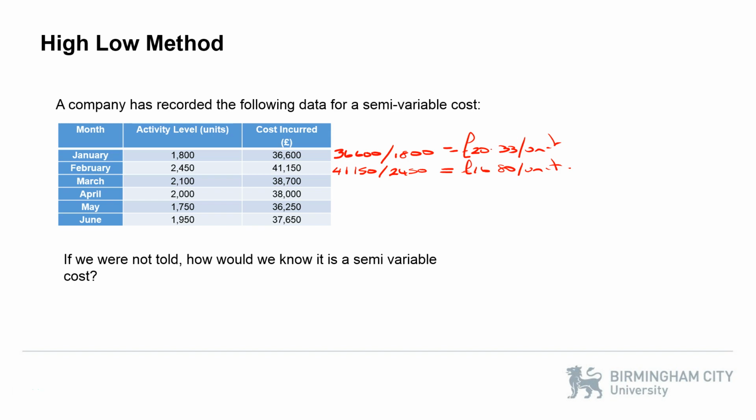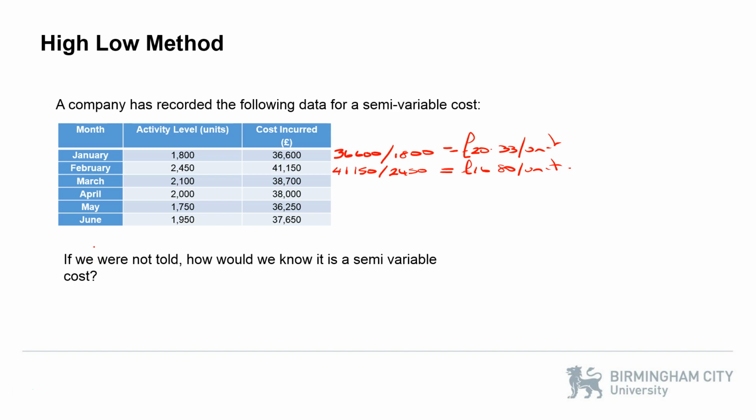Because with a variable cost, the cost per unit should be the same. When we talk about varied, we're talking about the cost varying in total. So for this to be a variable cost, at each level of activity, the cost per unit should have worked out the same, but it hasn't. So that means it is not a variable cost. We know it is not a fixed cost, so therefore we assume it is a semi-variable cost. And we need to know what the fixed and the variable part is.